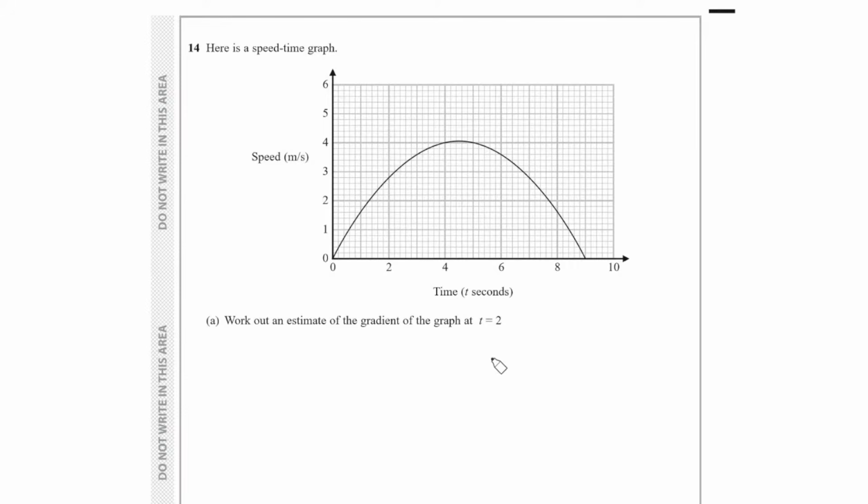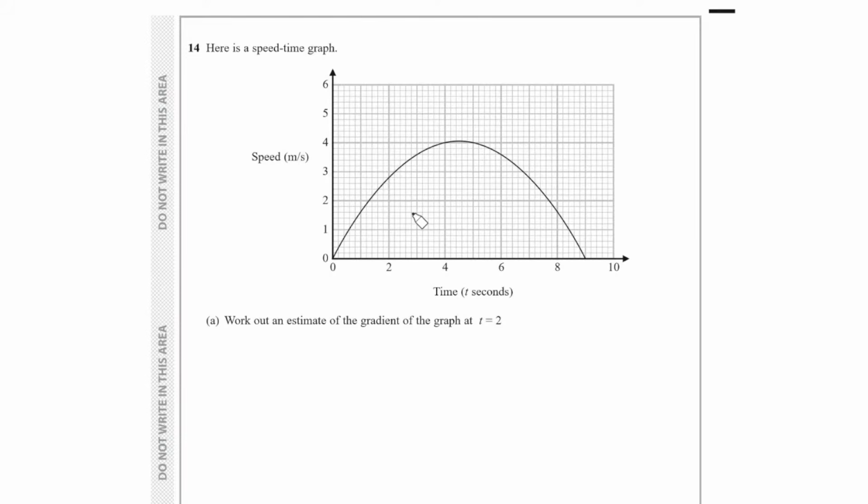Question 14. This one is a much better one to know how to do. This one does repeat, I feel like, itself. So here is a speed time graph. Part A, work out an estimate of the gradient of the graph at t is 2. So where t is 2 on the x-axis here, when it says work out the gradient at a specific point and it's obviously a curved graph, this is the one where you have to basically draw a tangent.